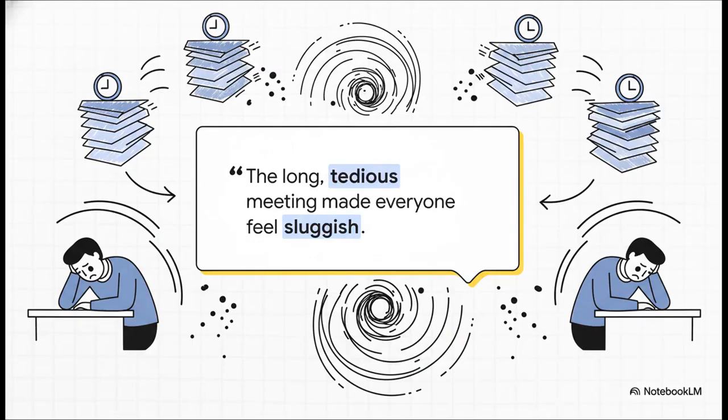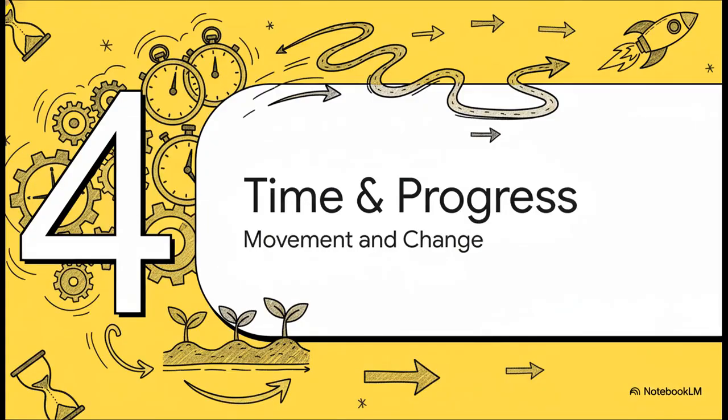And check this out. You can use these words together to paint a very clear picture. The long, tedious meeting made everyone feel sluggish. See how that works? Tedious describes the cause, that boring meeting, and sluggish describes the effect, that feeling of being totally drained of energy. All right, we're on to our final section.